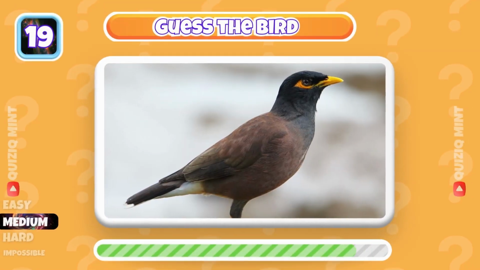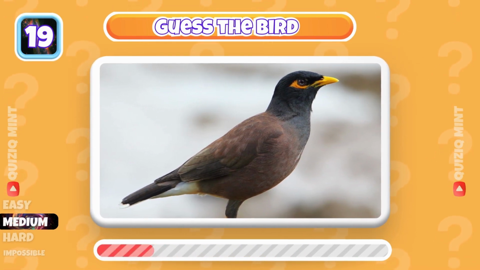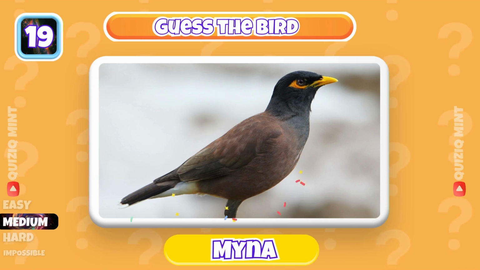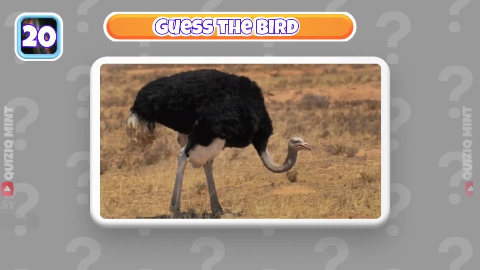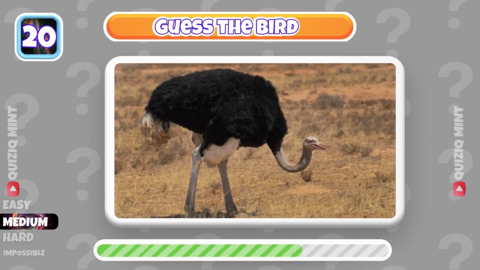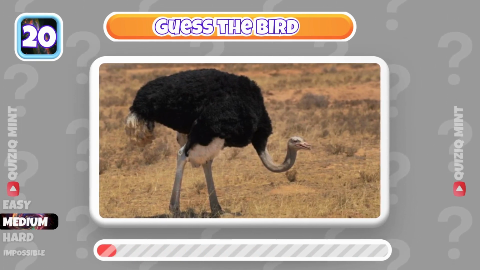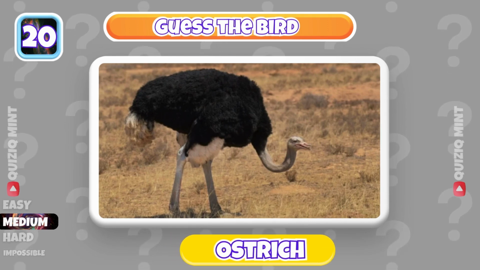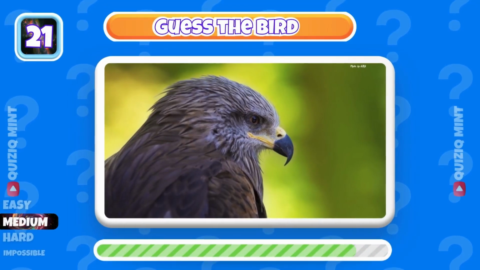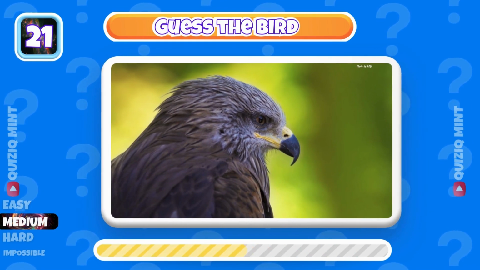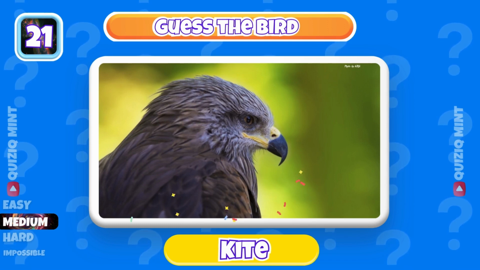Recognize this image? The correct one is Myna. What do you see in this picture? Absolutely, this one is Ostrich. What's the name of this image? You're right, this one is Kite.